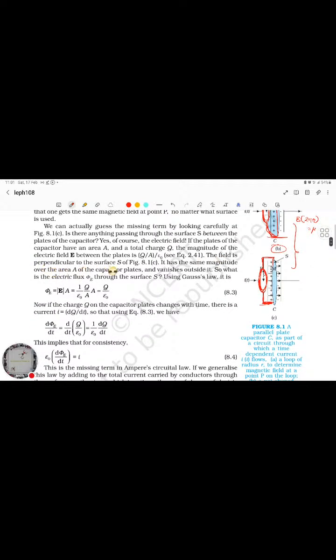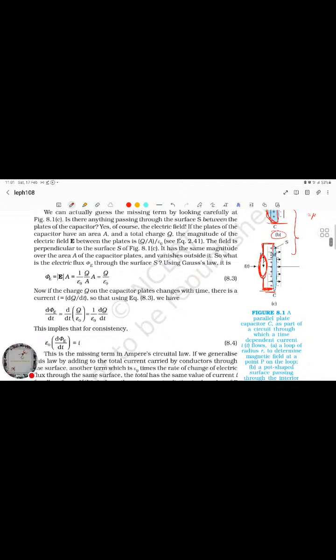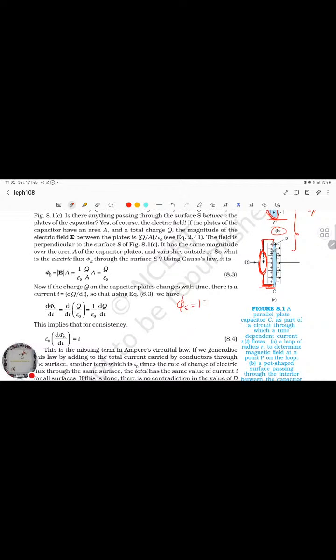So the field is perpendicular to the surface S of figure 8.1c. அண்ட் அதே மாதிரி இங்கே பர்டிகுலர் சியில் பார்த்தோன்னா அந்த சர்ஃபேஸ் நம்ம எடுத்த சர்ஃபேஸ்க்கு பெர்பெண்டிகுலராக தான் எலக்ட்ரிக் ஃபீல்டு இருக்கிறது அப்படின்னு சொல்கிறாங்க. It has the same magnitude over the area A of the capacitor plates and vanishes outside. So what is the electric flux phi E through the surface? So using Gauss's law we can say phi E is equal to mod of E times A, that is net electric field passing through a given amount of area, that is 1 by epsilon naught times Q by A, the whole multiplied by A, it's going to be Q by epsilon naught.